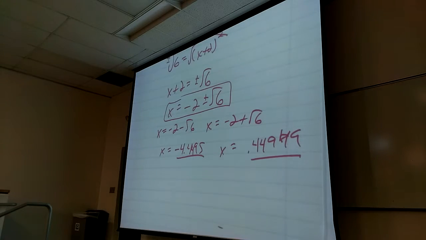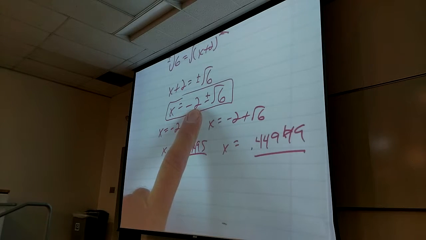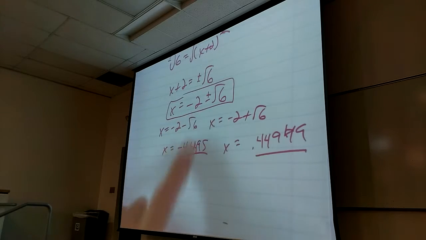On a test, which answer would you like? I'll be very specific as to which way I want it. I'll say, give me an approximation, or I'll say, give me the exact answers. If I don't say, then either one.